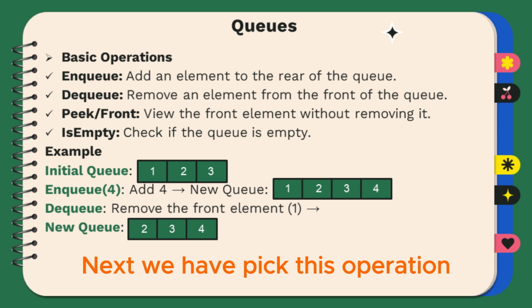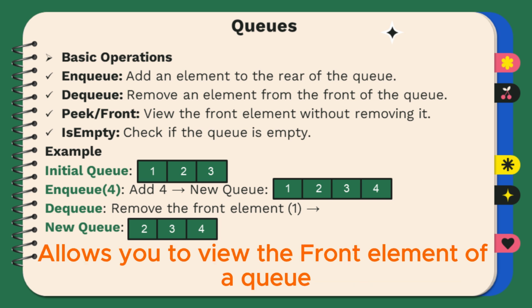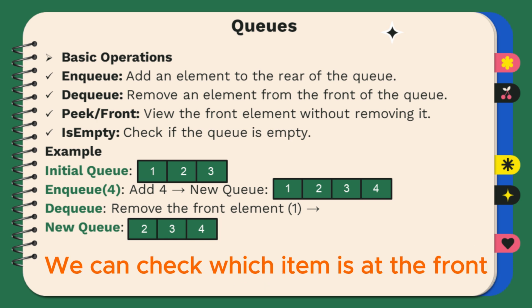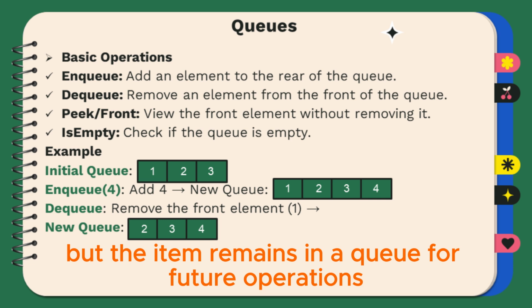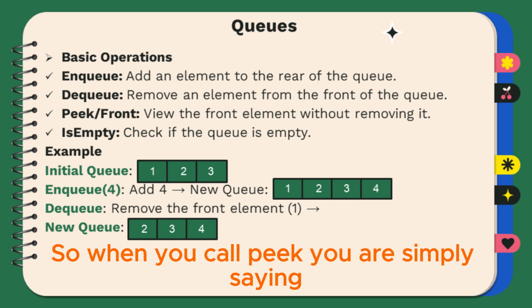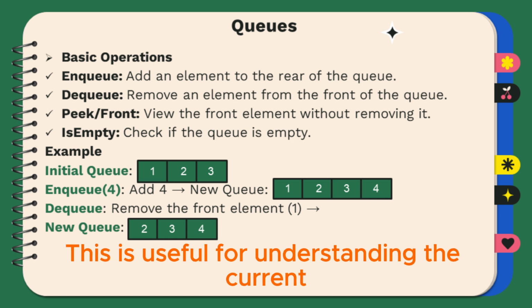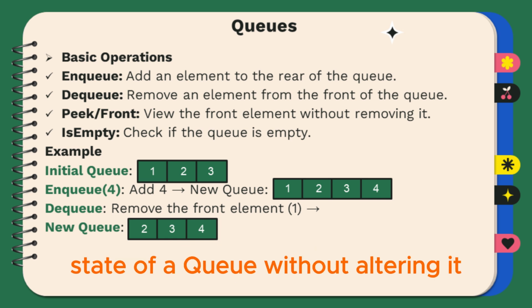Next, we have peek. This operation allows you to view the front element of a queue without removing it. When we call the peek function, we can check which item is at the front, but the item remains in the queue for future operations. So, when you call peek, you are simply saying show me the front item but don't remove it. This is useful for understanding the current state of a queue without altering it.